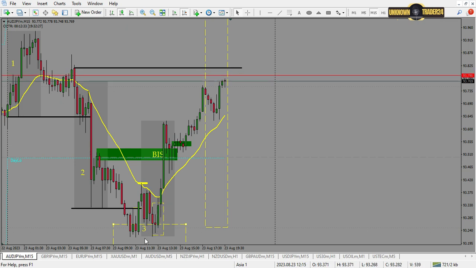After they are done with everything, some people were chasing this candle. Guys, don't chase. Wait for them. Be patient. If something is not clear for you, wait. You'll get the entry after the break in structure, because that one will be more clear.